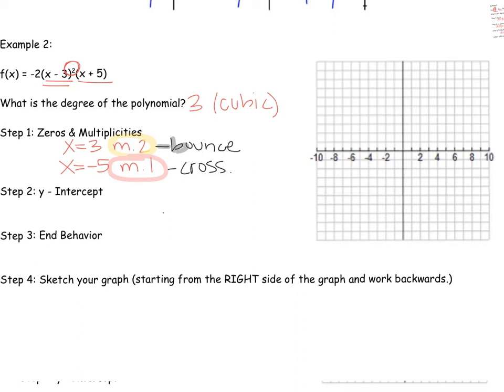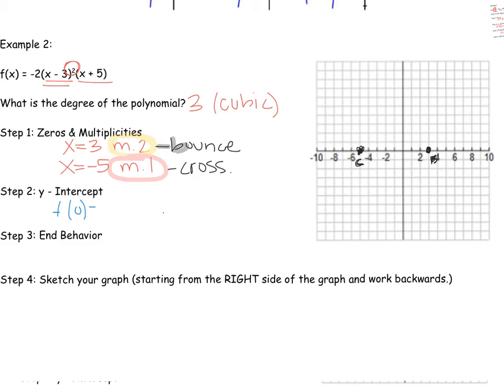I'm going to graph my first 0, x equals 3 here, and I'm going to graph my other 0, x equals -5 here. And I'm just going to make a little note to myself that I am going to bounce here, and I'm going to cross here. And I'll use that in a minute after I know my end behavior. The second thing I need to know is my y-intercept. So again, I'm just finding when x equals 0.